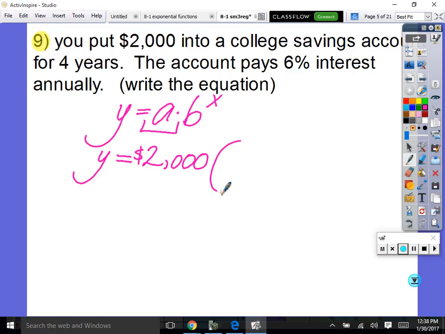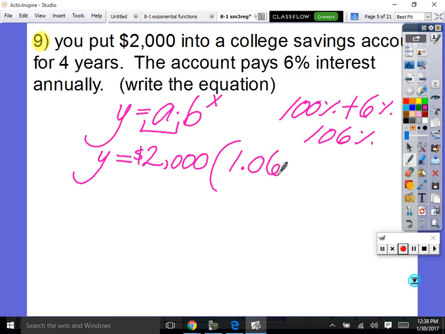And then our growth factor is a 6% interest. So 100% plus 6 more percent, correct? Now careful, so that's 106%. So as a decimal, that would be 1.06. Does everybody understand? Not 1.6, that would be 160. That would be 60%. And then raised to the 4.